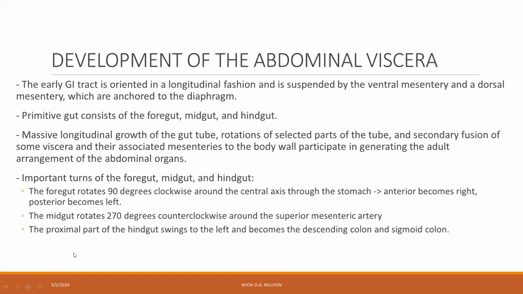Now the midgut rotates 270 degrees counterclockwise around the superior mesenteric artery. So the axis of rotation is not an organ, but actually a vessel, the superior mesenteric artery. And because of this, the organs of the midgut, especially the coils of the small intestine, are going to settle into their place within the peritoneal cavity. And then finally, the proximal part of the hindgut will swing to the left and become the descending colon and sigmoid colon. Those are the main points of the development of the abdominal viscera that you need to know.